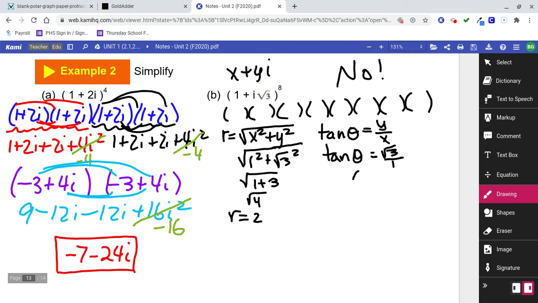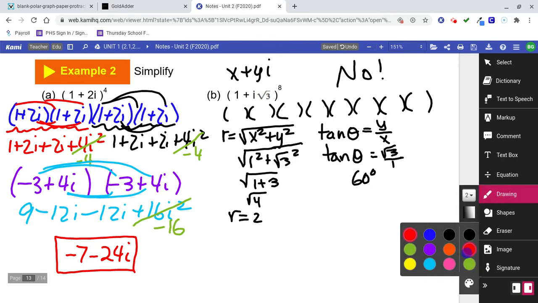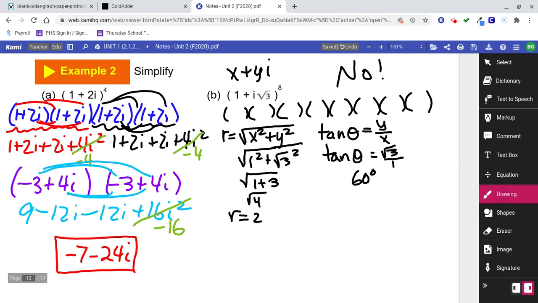And we get 60. Now remember, that may or may not be the answer. That's the reference angle. You have to think about what quadrant we're in. If we're in a certain quadrant, it's going to change the answer. But notice this complex number, 1 plus i square root of 3, is in quadrant 1. And so if we're in quadrant 1, 60 is just 60. And so it turns out that theta is 60 in this case. If we were in quadrant 2, 3, or 4, it would be something else. But for right now, we've got theta equals 60.